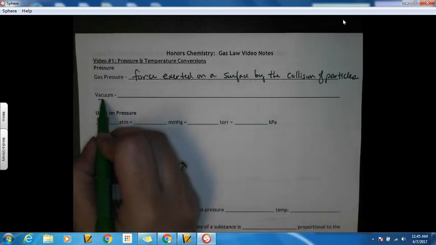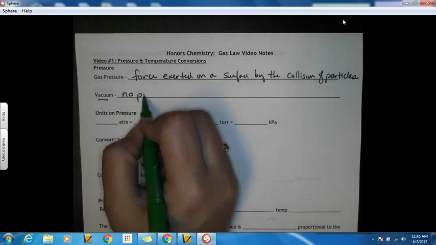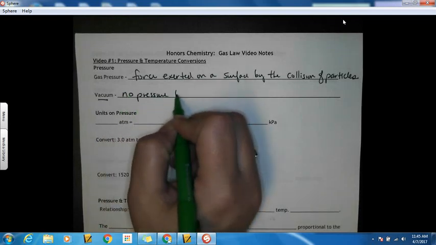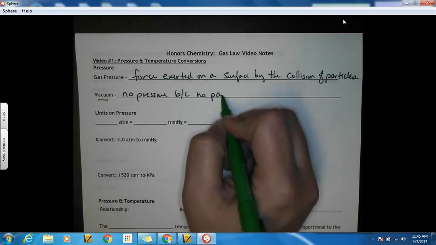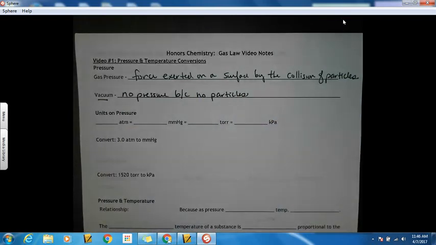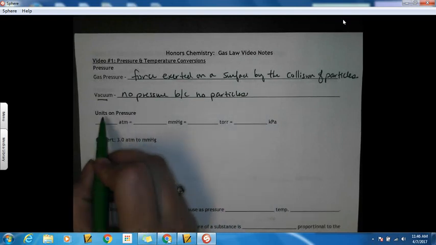Now if we have a vacuum, then there is no pressure, and that is because in a vacuum you have no particles. So if there's no particles to collide, there's no pressure to be created because they are not going to collide. So next we have our units of pressure.